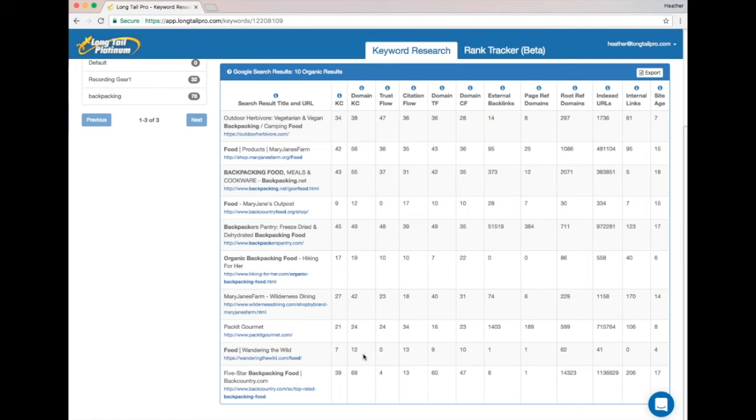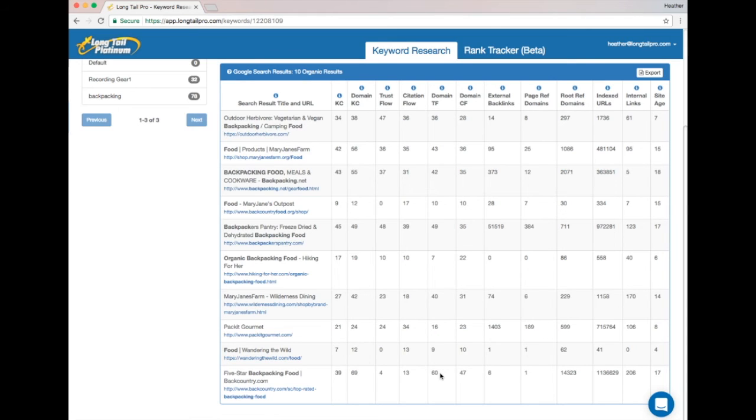You want to see a few results that have page trust flow and citation flow under 25. I like to see at least two. The domain trust flow and citation flow show the same thing, but for the domain instead of the page. I don't look at it as closely as at the page TF and CF values, but you can see here that the higher the domain trust flow, the stronger that brand. So backcountry.com has a 60 domain trust flow because it's a much more authoritative brand in this backpacker space. So when you see a lot of 50 plus domains, that's a sign that these are pretty strong results.